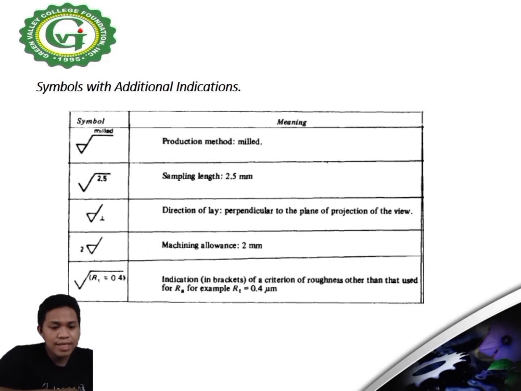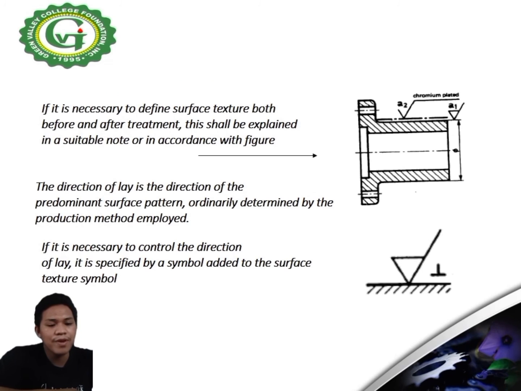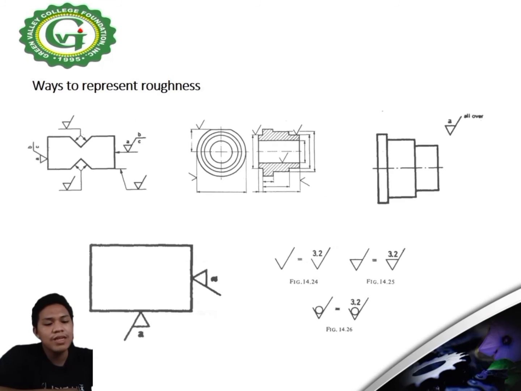If it is necessary to define surface texture both before and after treatment, this shall be explained in a suitable note or in accordance with the figure. The direction of lay is the direction of the predominant surface pattern, ordinarily determined by the production method employed. If it is necessary to control the direction of lay, it is specified by a symbol added to the surface texture symbol. Ways to represent surface, as shown below. Those are example ways to represent the symbols on the surface.